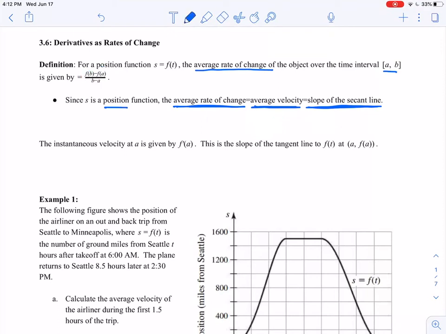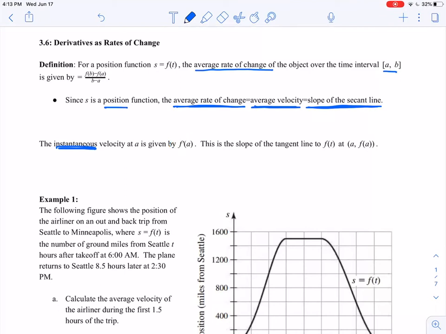But we're interested really in derivatives, and we haven't talked about that yet. Remember that derivatives tell us instead instantaneous velocity, given by the derivative at a, f prime of a. So if I want to talk about instantaneous velocity rather than average velocity, we use the derivative. And we'll talk more about this distinction in just a little bit.